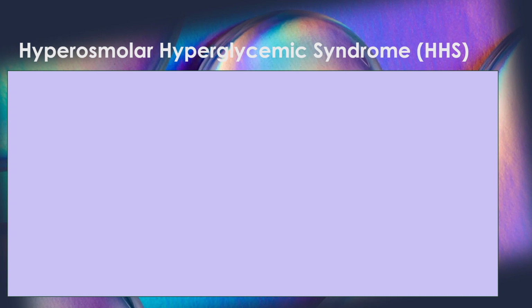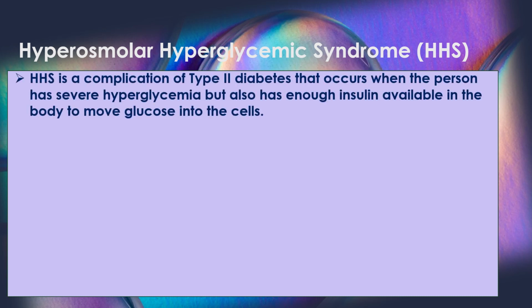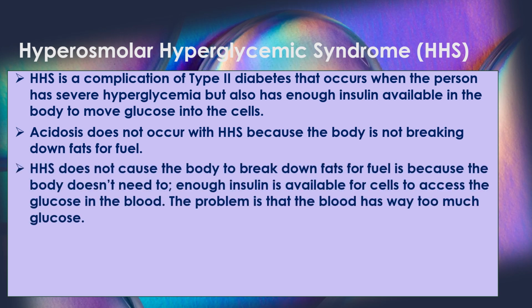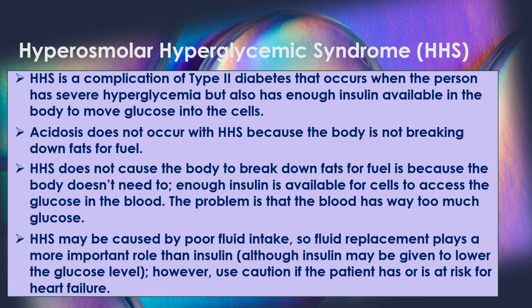Hyperosmolar Hyperglycemic Syndrome, HHS, is another concern for people with diabetes mellitus. HHS is a complication generally of type 2 diabetes mellitus that occurs when the person has severe hyperglycemia but also has enough insulin available in the body to still move glucose into the cells. Acidosis does not occur with HHS because the body's not breaking down fats for fuel. HHS does not cause the body to break down fats for fuel because the body doesn't need to. Enough insulin is available for cells to access the glucose in the blood. The problem is the blood has way too much glucose.